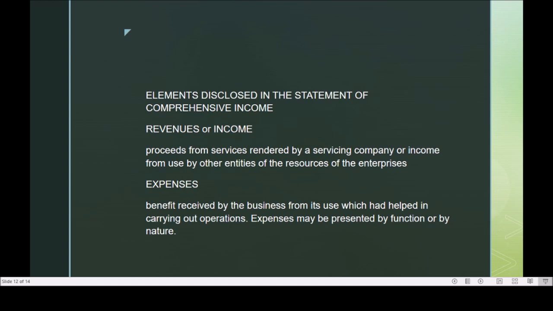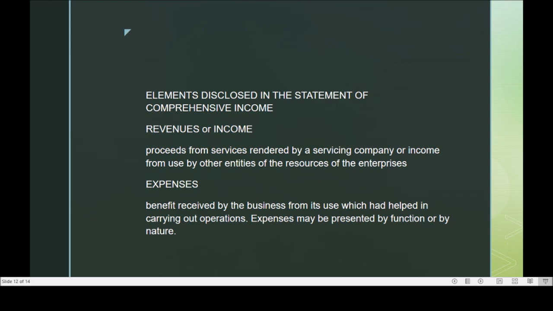Pag sinabi pong revenues, these are proceeds from services rendered, if it is a servicing company, or income from use by other entities of the resources of the enterprise. For example, binenta mo yung goods mo, yung mga inventories mo, those are considered revenues regardless if you receive cash or not, as long as there is already transfer of ownership and obligation to that particular customer, that is considered already as a revenue.